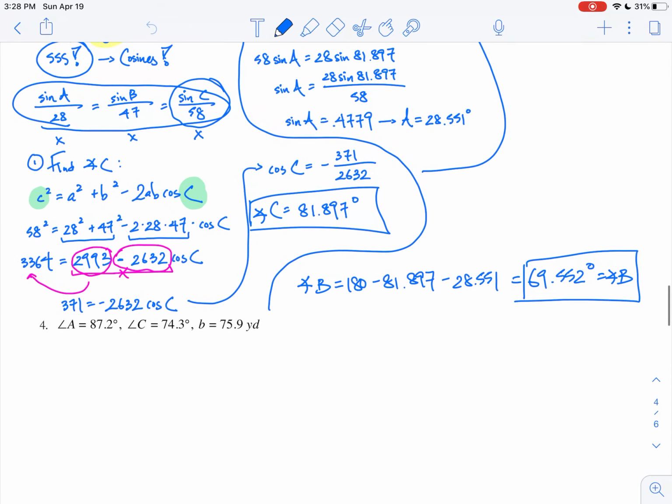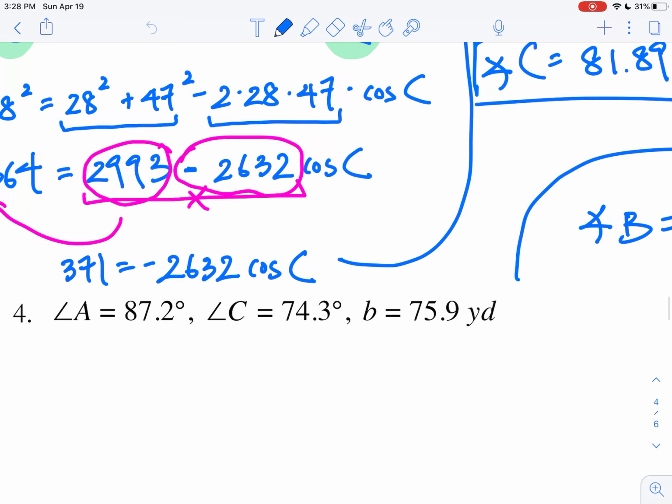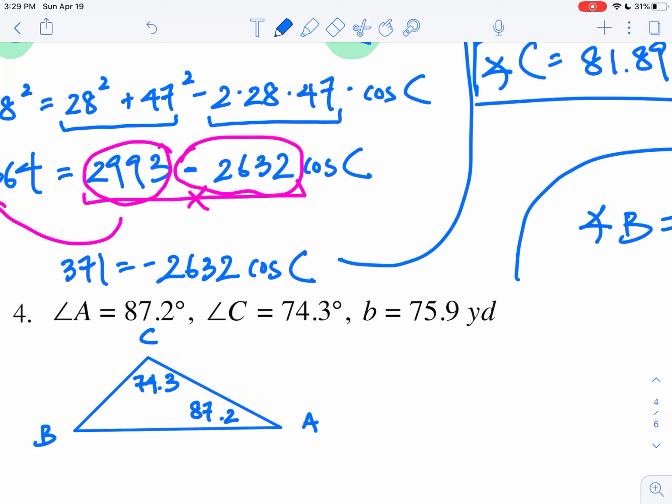All right, let's move on to example number 4, see what we have. So I'm going to set up my triangle. All right, and then just for kicks, let's switch around the order. We'll get 87.2 degrees for A, 74.3 for C, and then little b is 75.9.